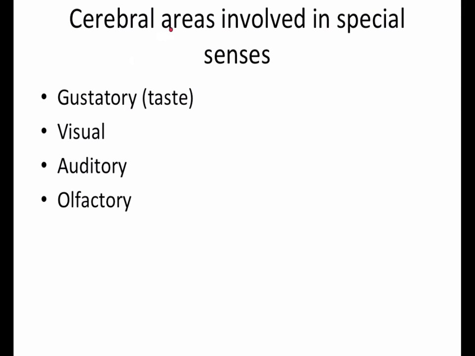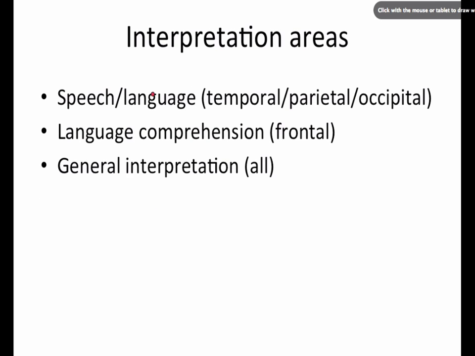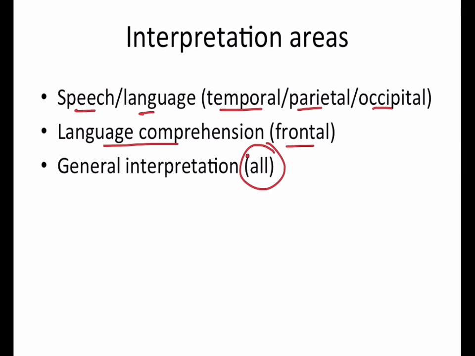The cerebral areas are also involved in special senses. Your special senses are things like gustatory or taste, visual, auditory, and olfactory or smell. So your cerebrum deals with special senses in addition to all the other things we talked about, like your motor skills. For the major interpretation areas, speech and language deal with the temporal, the parietal, and the occipital lobe. Primary language comprehension occurs in the frontal lobe, and general information is interpreted in all of those lobes.